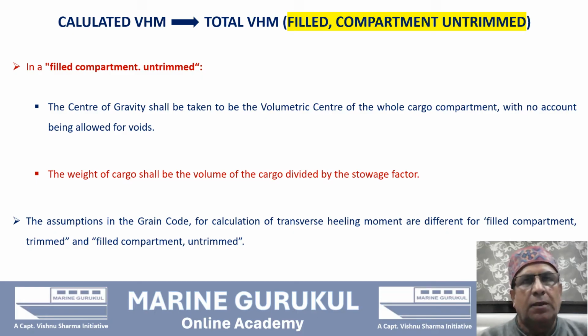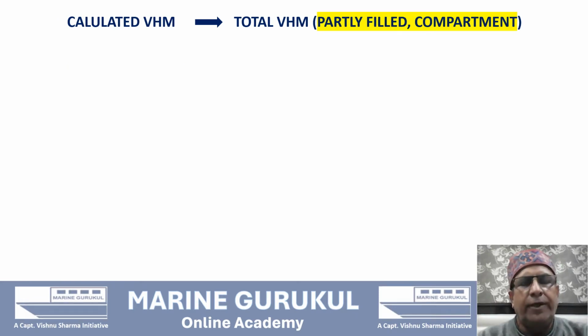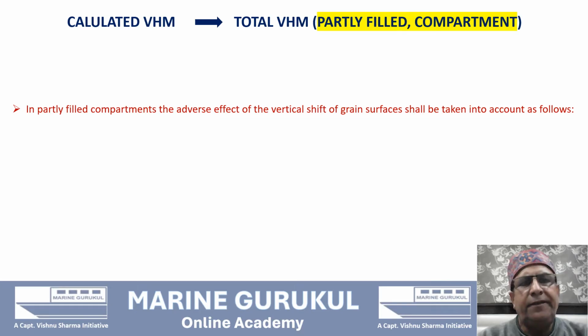So the formulae and the assumptions for calculations are different for filled compartment trimmed and filled compartment untrimmed. How do we get the total volumetric heeling moment of a compartment if it's partly filled? In partly filled compartments, the adverse effect of vertical shift of grain shall be taken into account by increasing the calculated volumetric heeling moment by 12%.